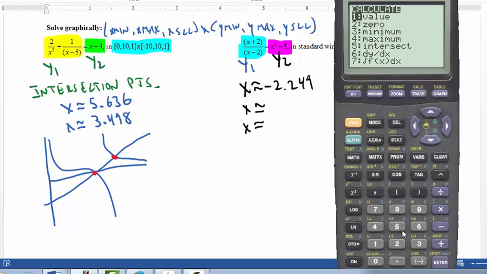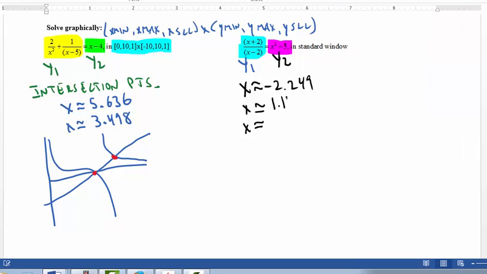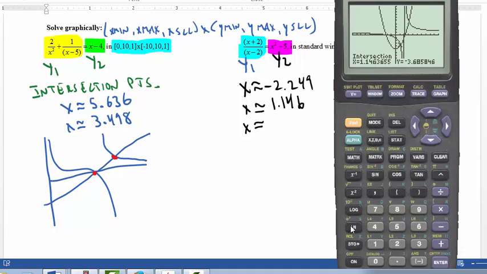And then you do it 2 more times. So you do calc, intersect, and now enter, enter. But now when it says guess, you move it over by the second one, which is here, 1.146. So there's the other one, right? And a lot of people kind of had the idea with this, but they forgot about the third one. They didn't look to the right and realize that, hey, there's another one. So if I do calc intersect again, there's a third one up here, right?